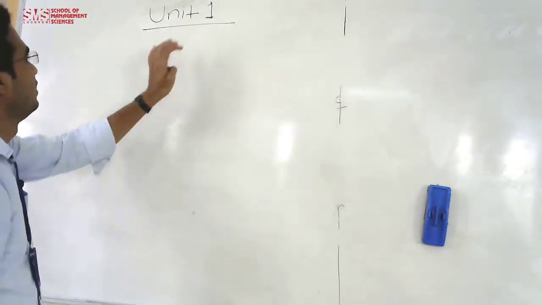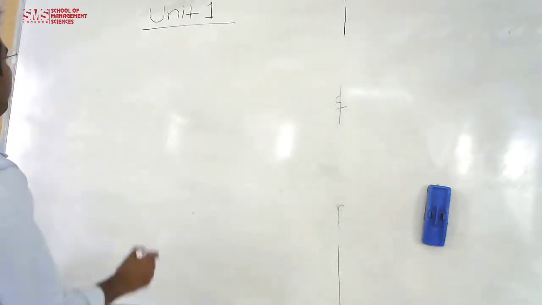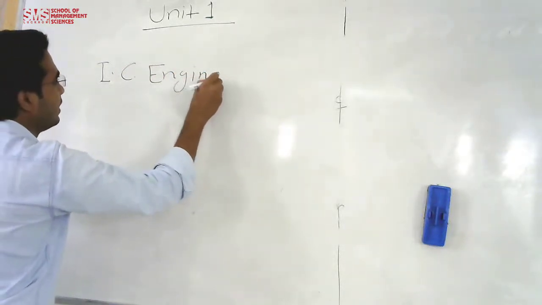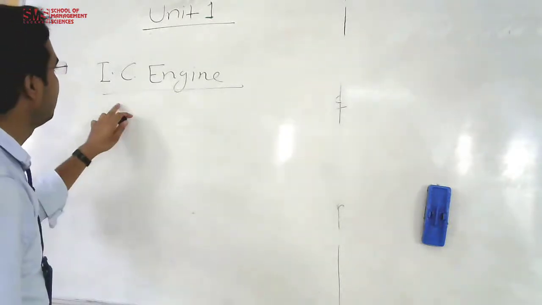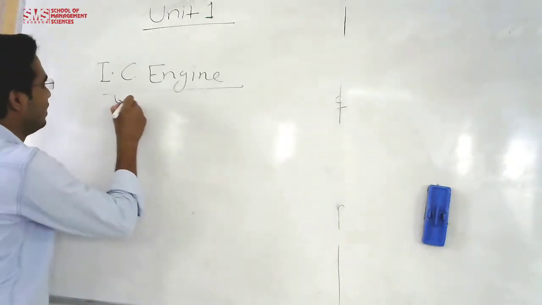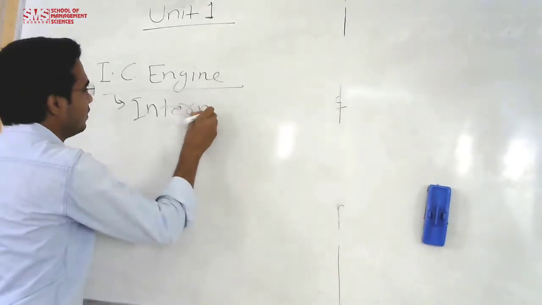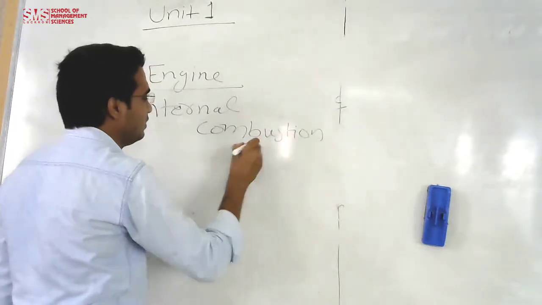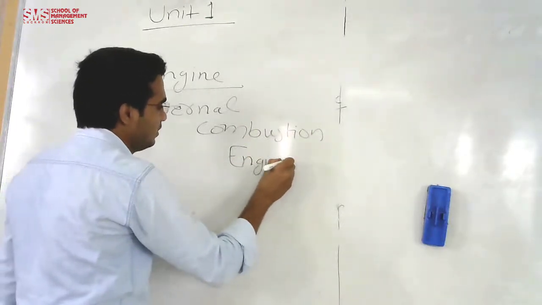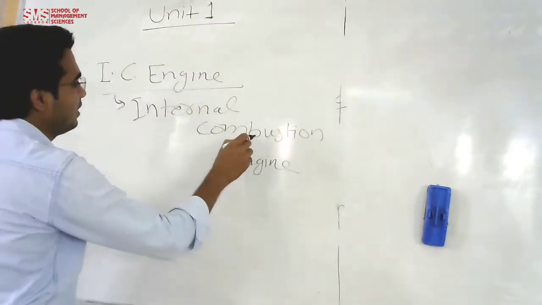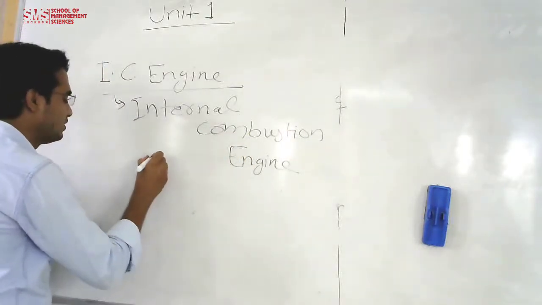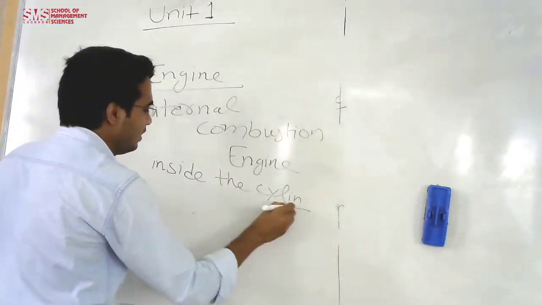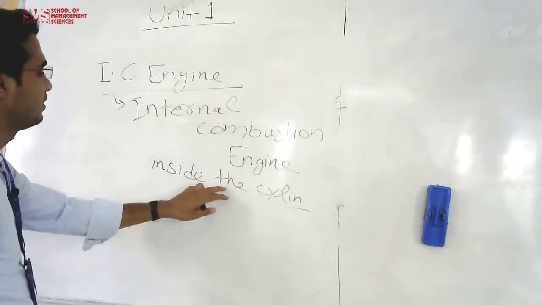In Unit 1, we are going to study what is IC engine. As your subject is IC engine, you must know what is IC engine. IC engine means internal combustion engine. Internal combustion engine means the combustion takes place internally, inside the cylinder. Combustion is taking place inside the cylinder.